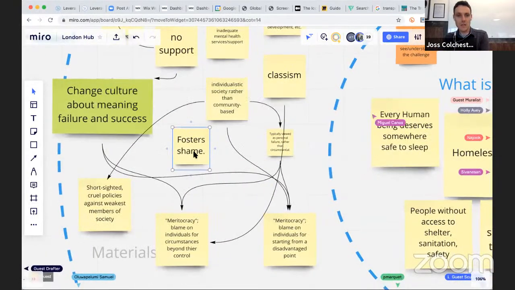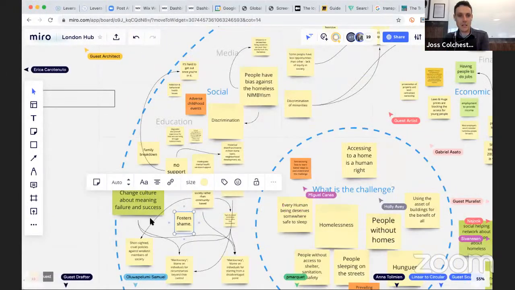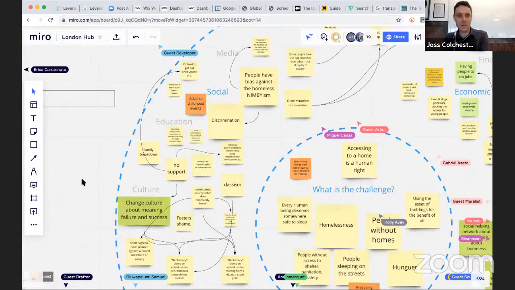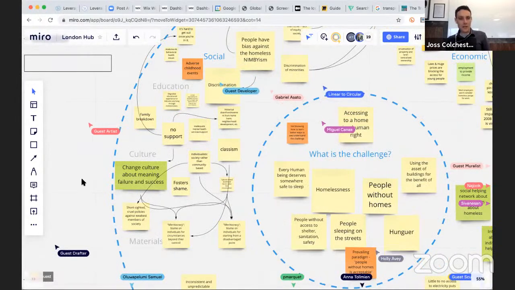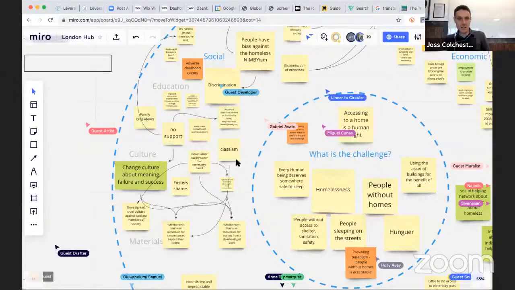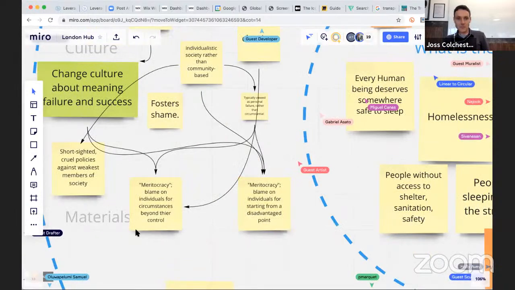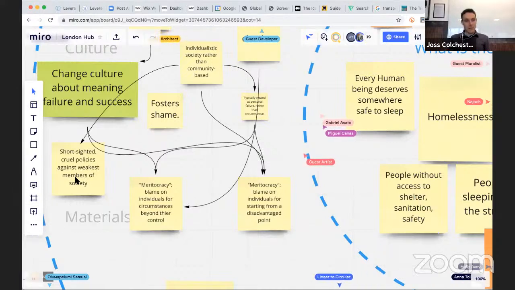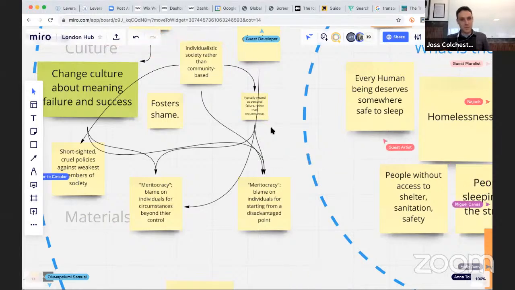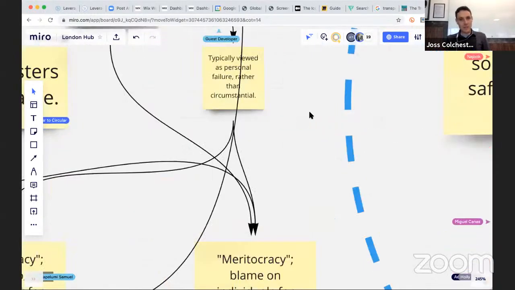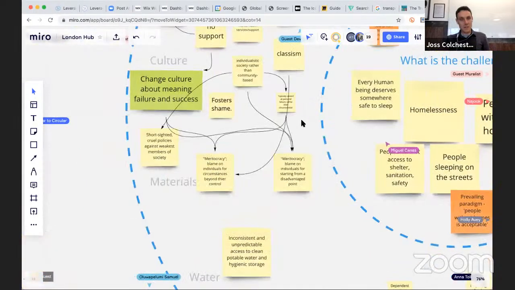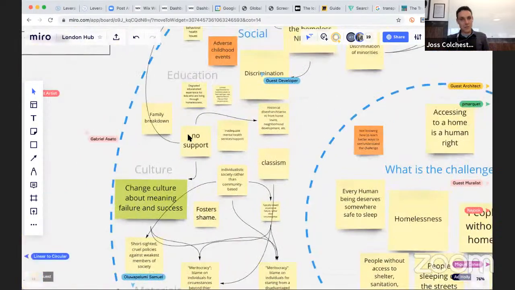So foster shame, thinking about education and culture here. A lot of stuff around culture. Changing culture about the meaning of failure and success, classism and racism, meritocracy, blame on individuals for starting from a disadvantaged point, short-sighted, cruel policies against the weakest members of society, typically viewed as personal failure rather than circumstances. Okay, those are some of the cultural, psychological factors.